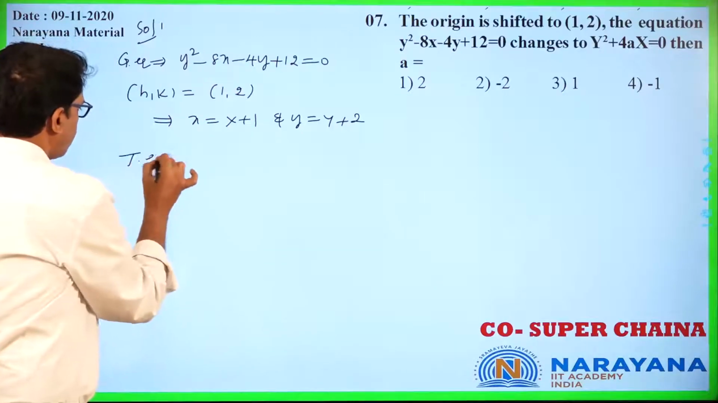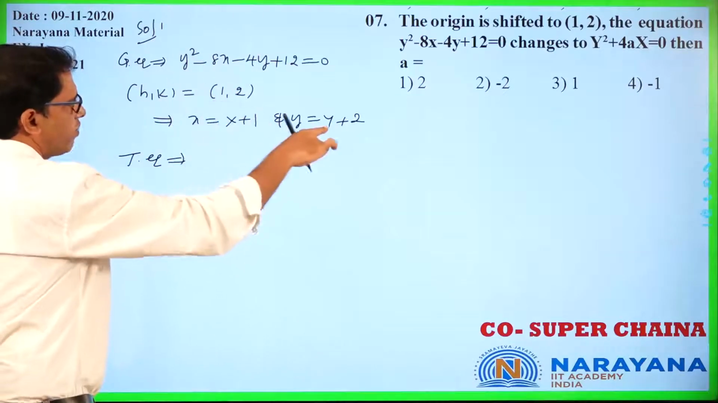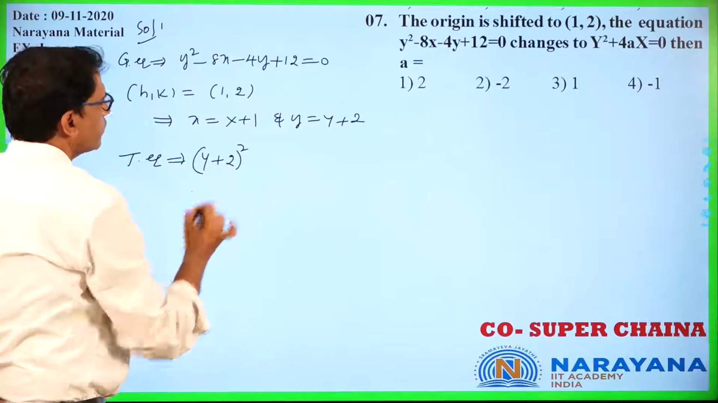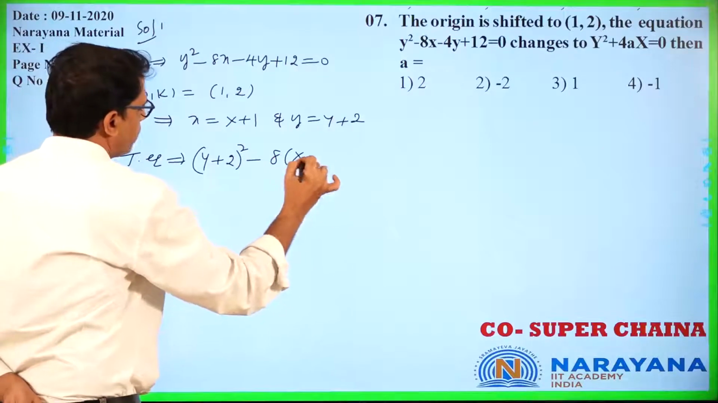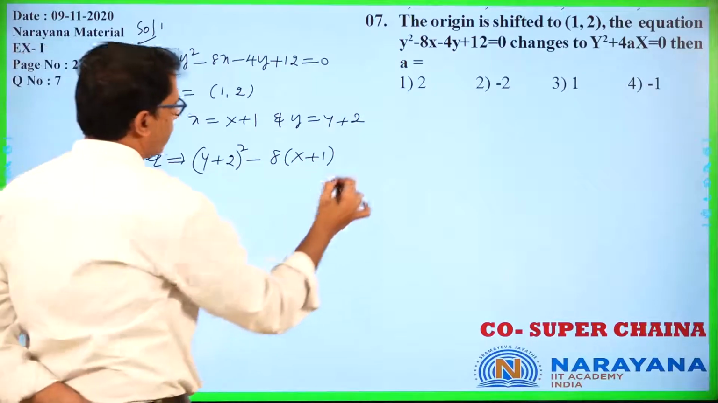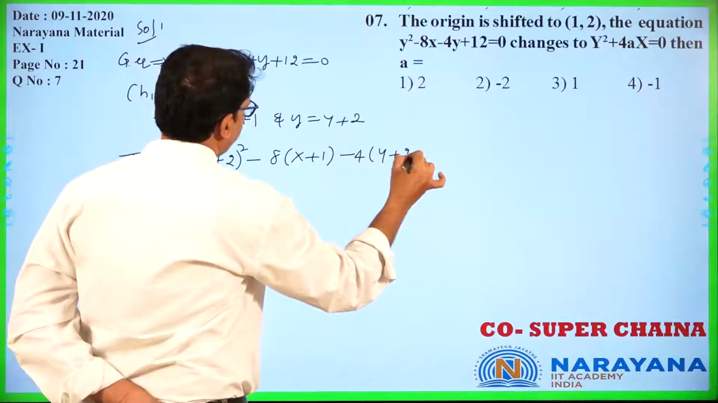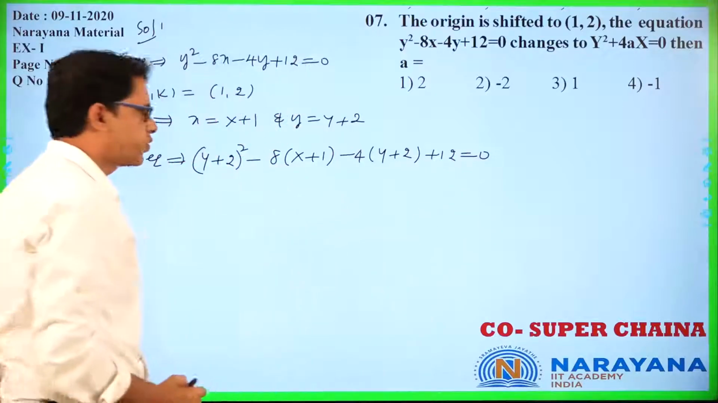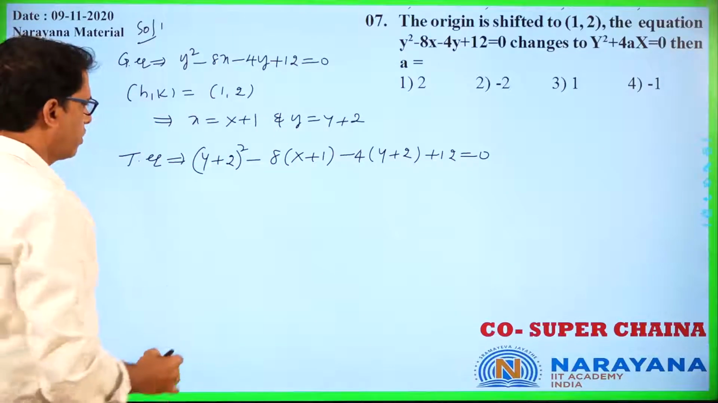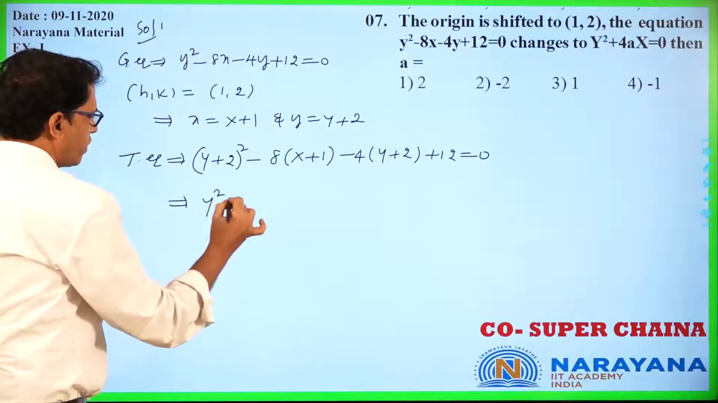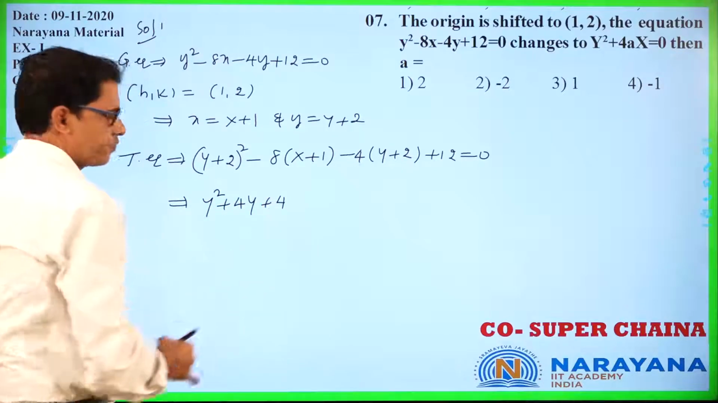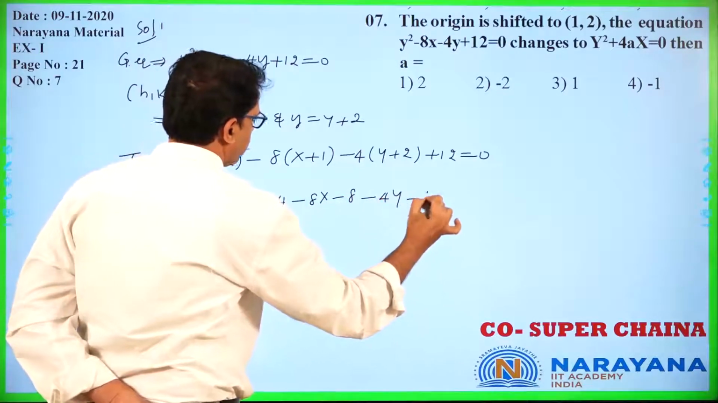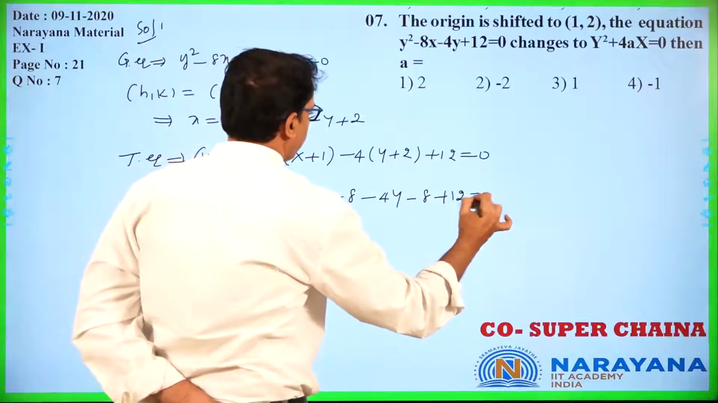Now substituting these two values here, we get the transformed equation. Therefore, transformed equation implies, in the place of y, I can write y plus 2. So y plus 2 whole square minus 8x, 8 into x plus 1, minus 4y, minus 4 into y plus 2, plus 12 equals to 0. Now common simplification. So that implies y square plus 4y plus 4, minus 8x, minus 8, minus 4y, minus 8, plus 12 equals to 0.